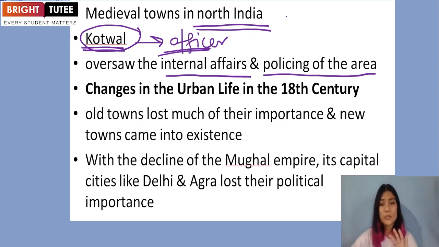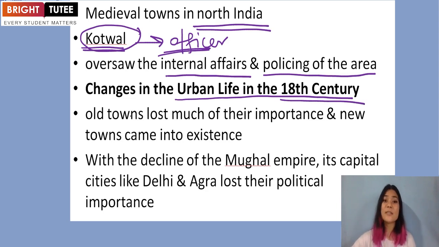Okay. So this was how towns were before the British arrived in India, before the British established their control in India. Now after the British arrived to trade in India, things started to change in the towns and cities. So we'll look at the changes in urban life in the 18th century. Now, the most important change that we see in the 18th century is that old towns began to lose their importance, their significance, and there was an emergence of new towns which became important and significant.